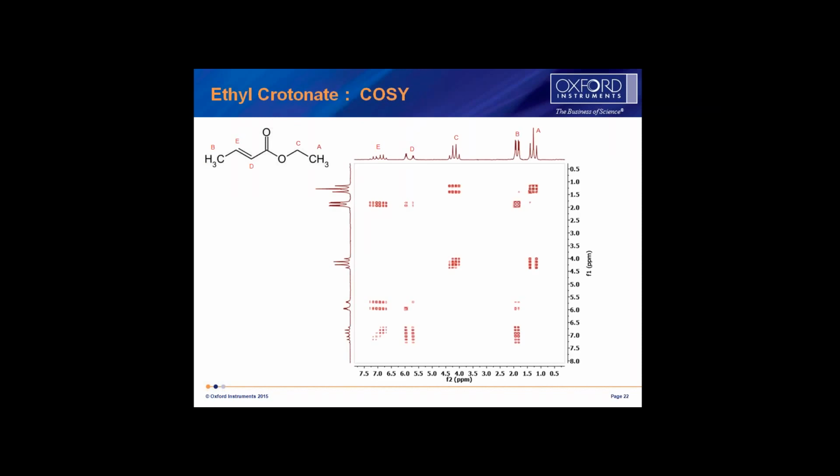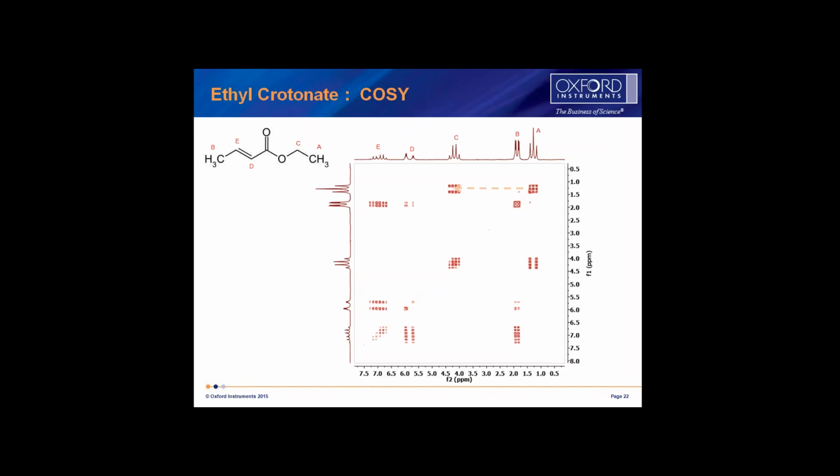So if we return to our friend ethyl crotonate, we can look at its COSY spectrum. The way to interpret this spectrum is first to look at the diagonal. The diagonal represents magnetization that has not been transferred between two spins, and therefore has the same frequency in both the F1 and the F2 dimension.